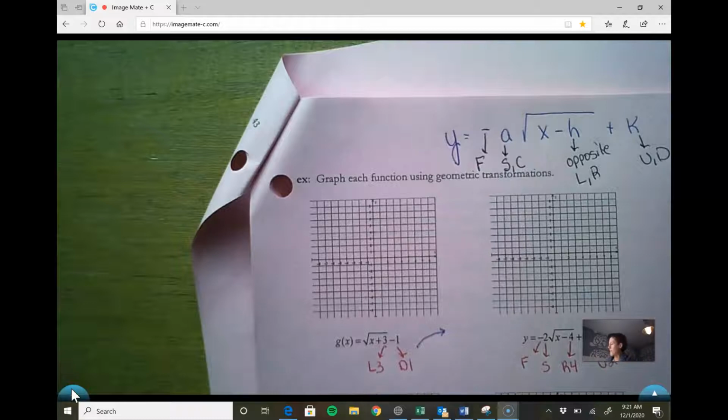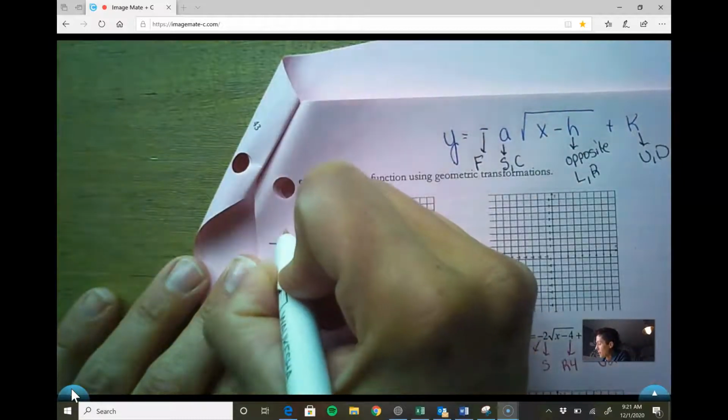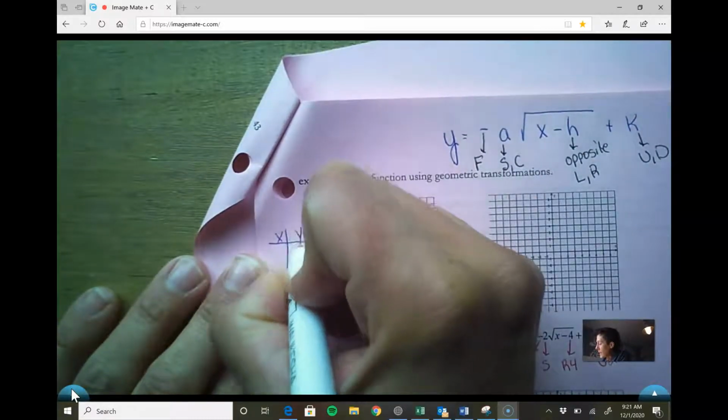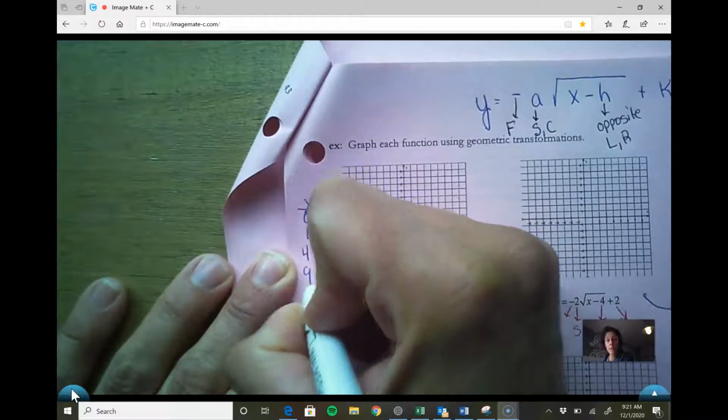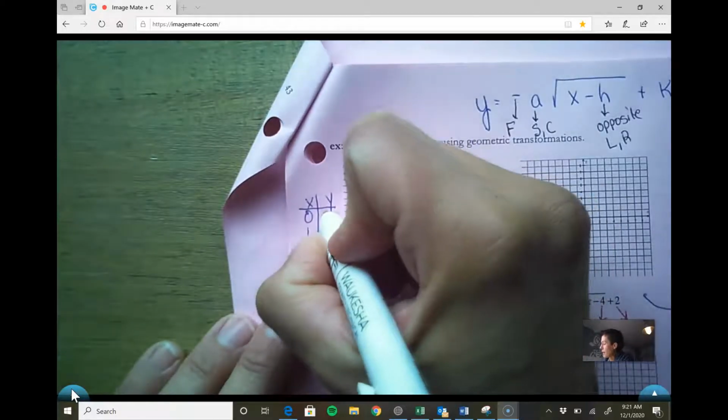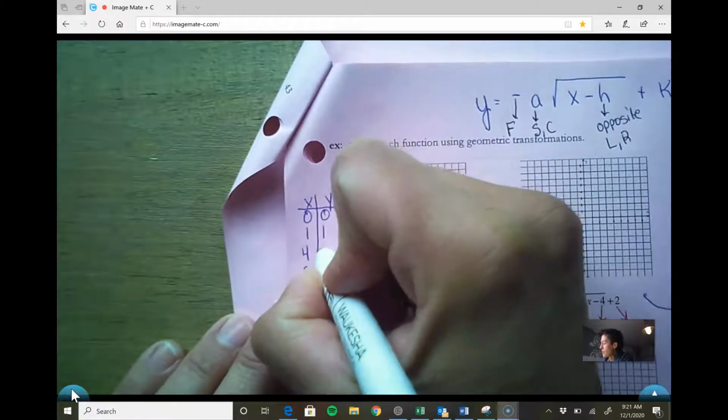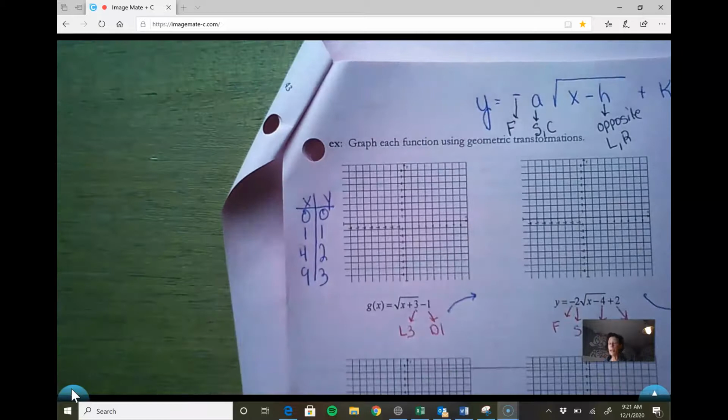And they're on the other side, but I'm just going to rewrite them. So for a square root, I actually only need the positive numbers of 0, 1, 4, and 9, because these are numbers I can take the square root of. And I'll get 0, 1, 2, and 3. And I don't have a stretch or compress, so I don't need to make a new y column like we've done in the past.